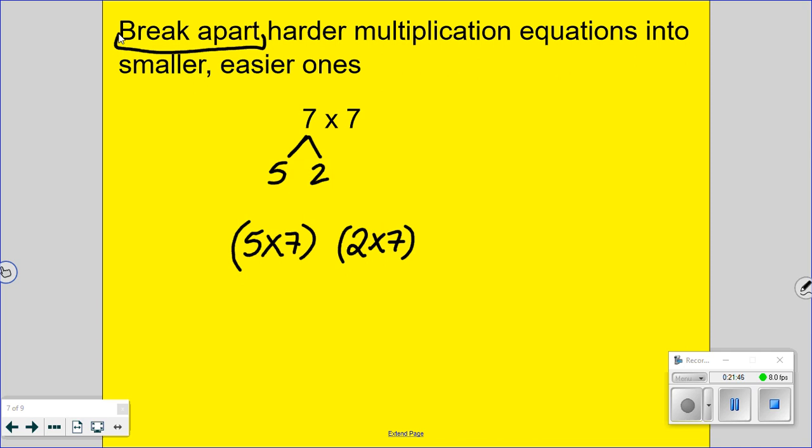So instead of 7 groups of 7, I've just broken it into 2 smaller equations. Eventually, it'll need to go back together. If I break apart something, it has to go back together in the end. What operation would I use to push those back together? I broke them apart, but I eventually want those 2 mini sections to get smushed back together. What math operation would I use for that? Jordan? Addition. Yeah, I would just add them back together. I'm going to put a little plus sign in there.